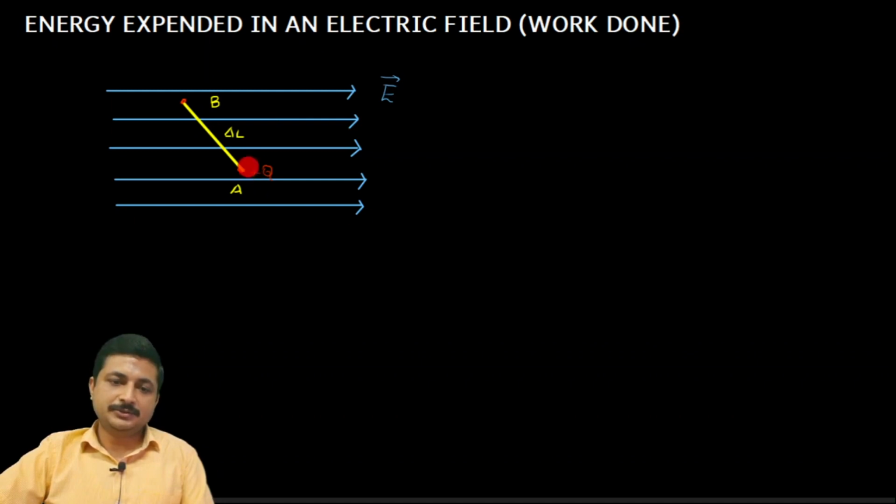The direction of the force will be the same, from A to B. So the force vector can be represented in this direction, the same direction. So this is my force. Now I have a charge Q, I have the electric field, and I have represented the force also. Now by the definition of electric field intensity, can I find the expression for this force?